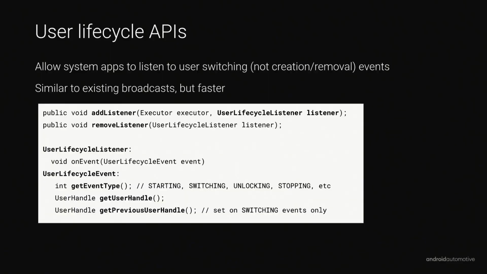The way it works, you just need to add a listener and remove a listener on car user manager. Remember, every time you're registering something, you should unregister when it's not used anymore. Then there's going to be this on event, which has the event itself. So you have the type of event, like if it's user starting, switching, unlocked, stopped, etc. Then you get the user ID or user handle. That's the main user, like the user that's been starting or switching to. And in the case of switch, you also get the previous user, so you will also see what the user was before the switch.